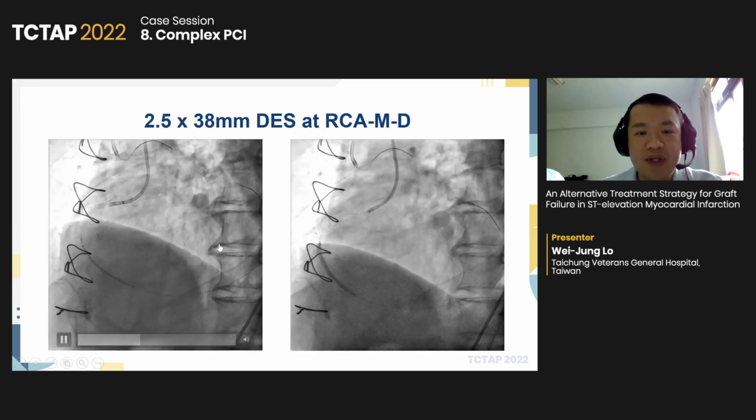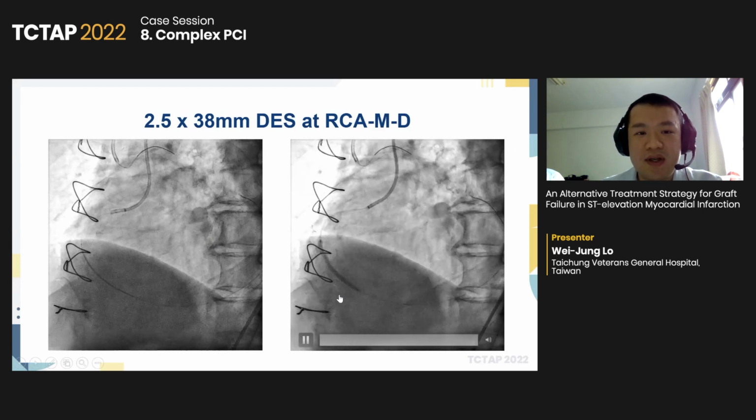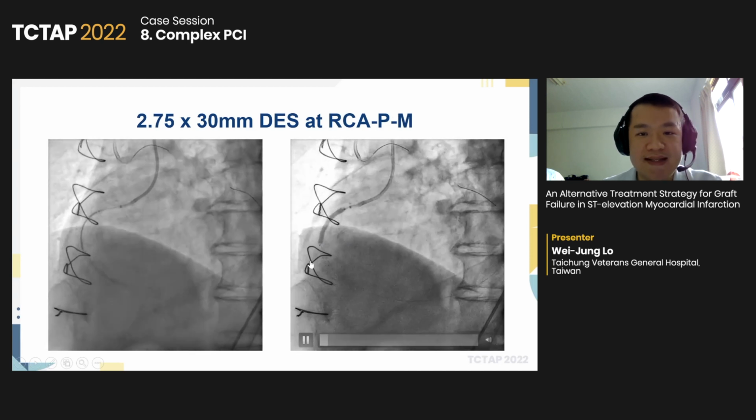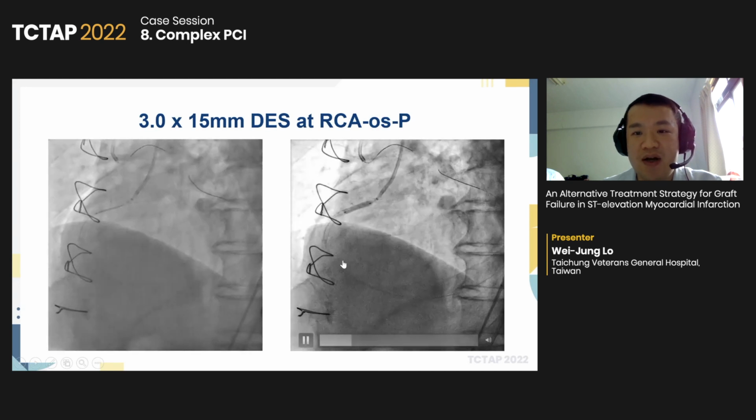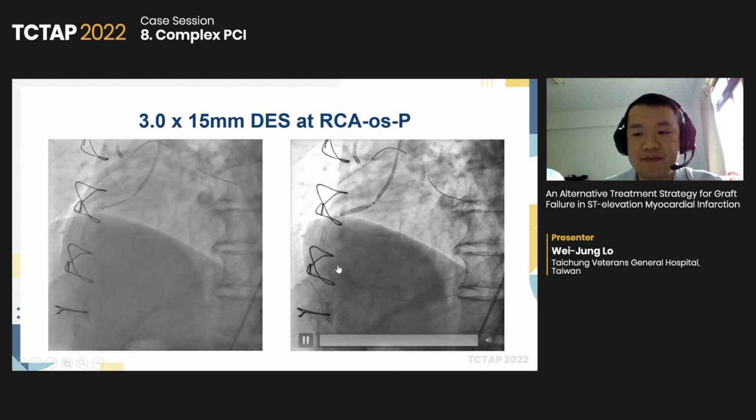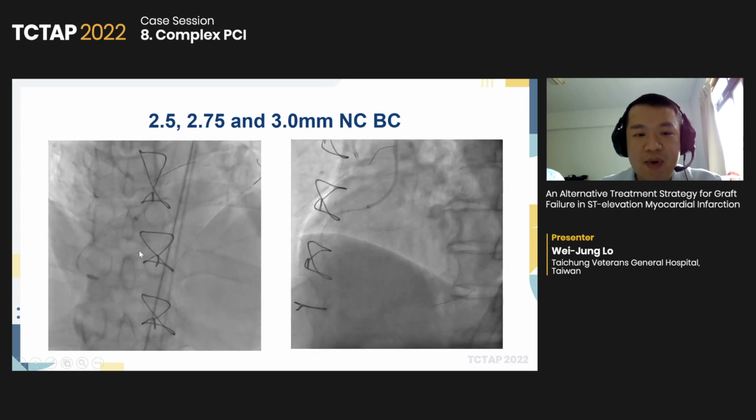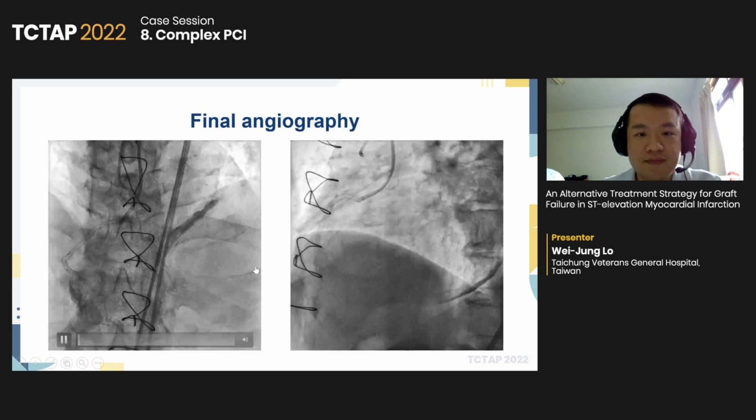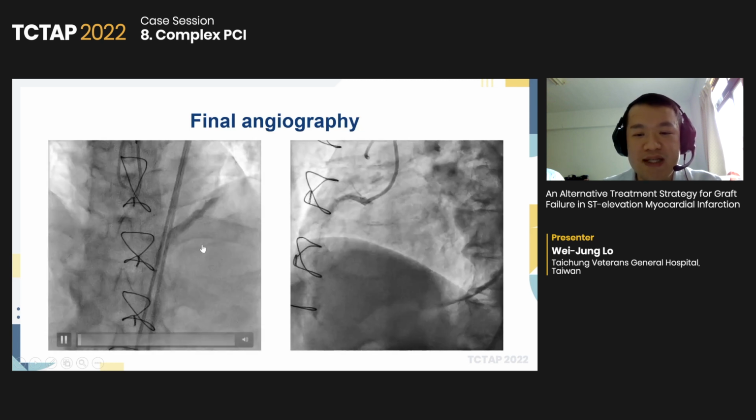Then with Guideliner support, a 2.5 millimeter drug-eluting stent was deployed at the middle to distal RCA, and a 2.75 millimeter DES was deployed at the proximal to middle RCA. And finally, a 3 millimeter DES was deployed at the ostium to proximal RCA. After the stent deployment, the RCA was post-dilated with a larger non-compliant balloon catheter. And then the final angiography of the RCA showed TIMI 3 flow, even to the saphenous vein.